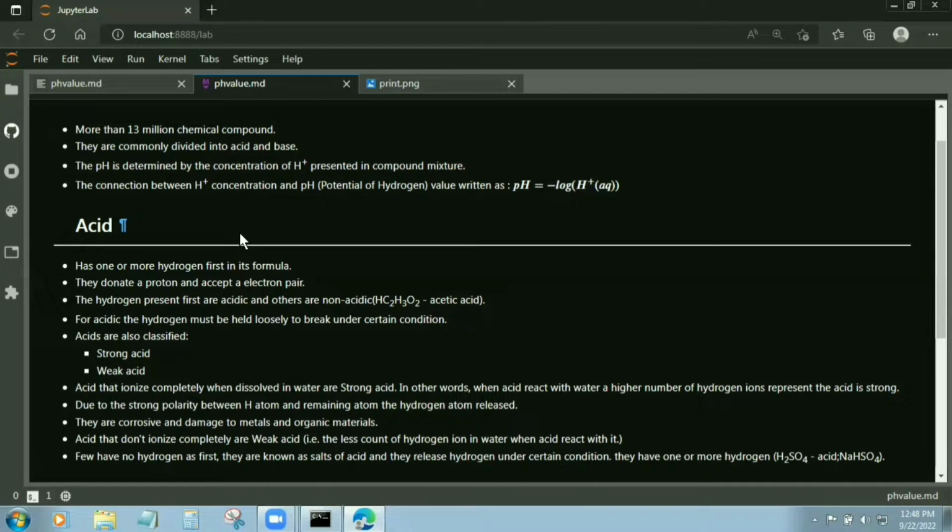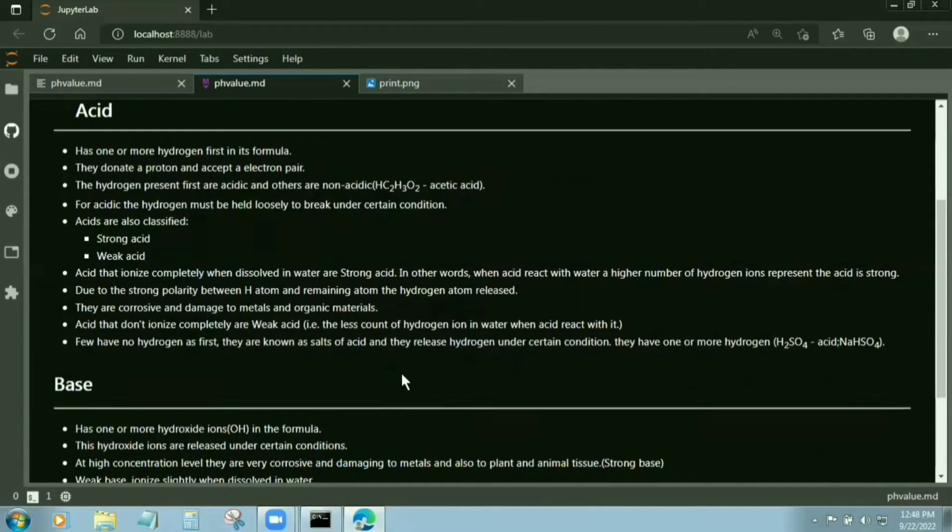Normally, acids are classified into two types: strong and weak. They are classified by their ionization level. If the acid ionizes completely with water, then it's called a strong acid. If not, it's a weak acid. And this is due to the strong polarity between the hydrogen atom and the rest of the atoms present in that molecule. Normally, acids are corrosive and damage metal and organic materials.